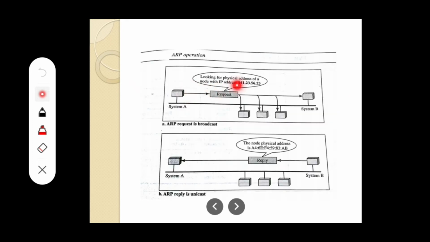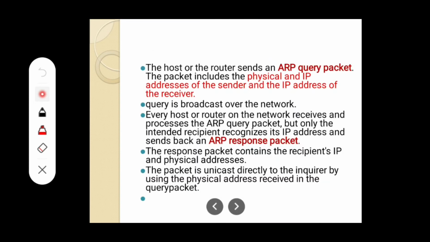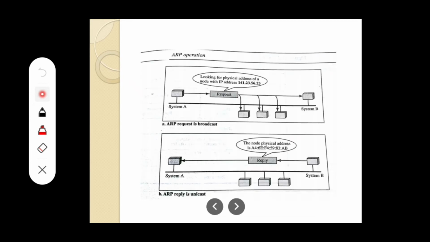The query is broadcast over the network. It is given to each and every node connected with system A. Every host or router on the network receives and processes the ARP query packet, but only the intended recipient recognizes its IP address and sends back the ARP response packet. Each and every one will receive this, but only the intended receiver will take it, process it and give the response.